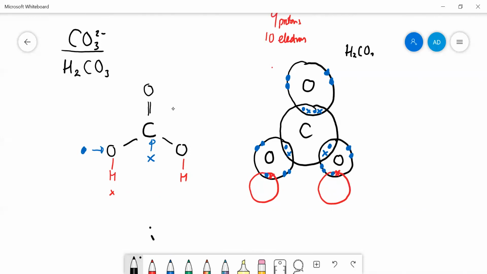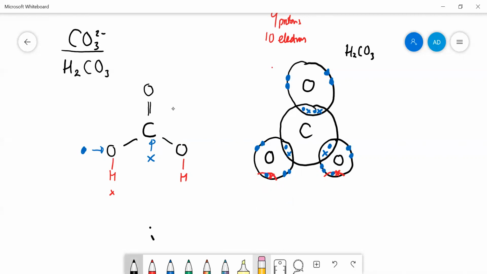Now, if it wants to form the carbonate ion, what happens is these 2 hydrogens go away, but what are they going to leave behind? They're going to leave that red electron behind. So let's do that. Rather than draw the whole thing, I'll just cross out those hydrogens. So they're gone, but the electrons are staying behind. So this is our carbonate ion now.